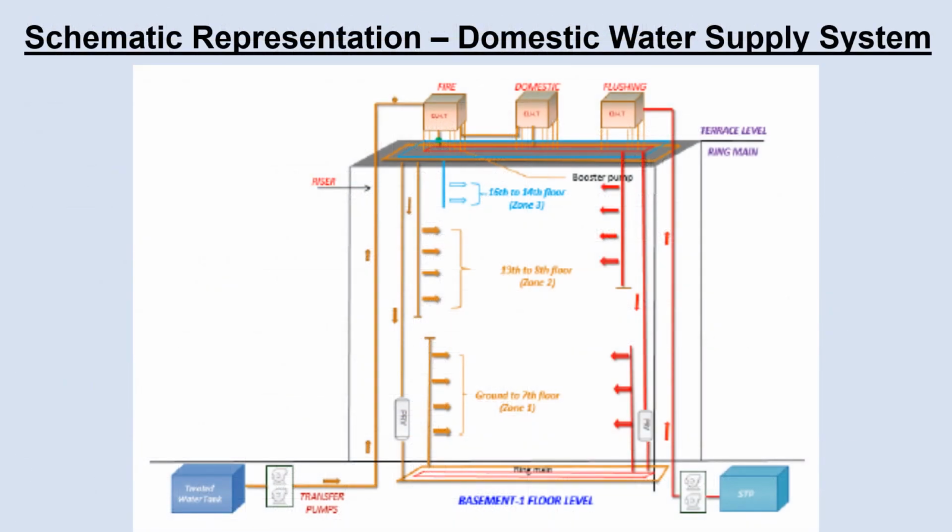This is a schematic representation showing domestic water supply system. In this, you can see the treated water tank and transfer pumps, which transfer the water from the treated water tank to the overhead tank, and then from there it is distributed to the system of the building.